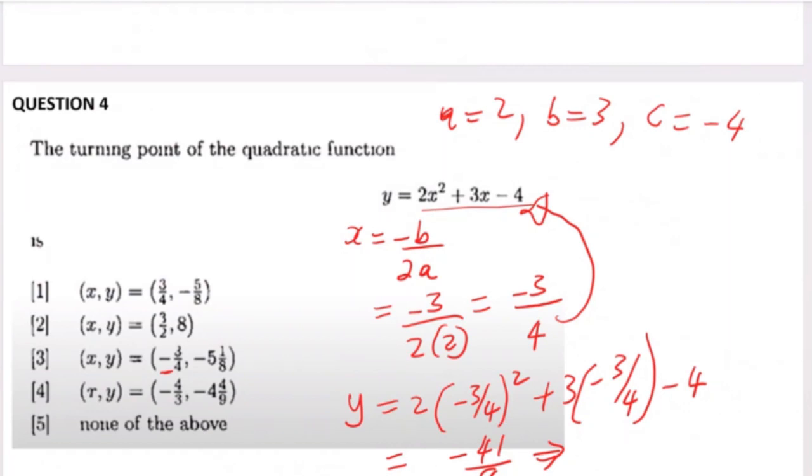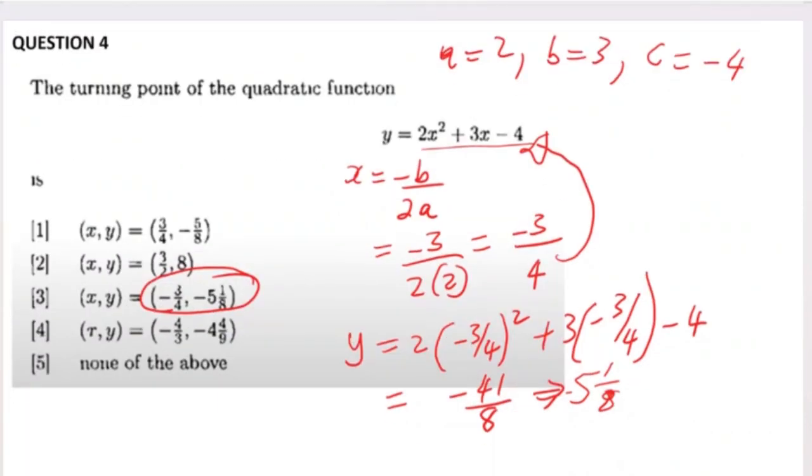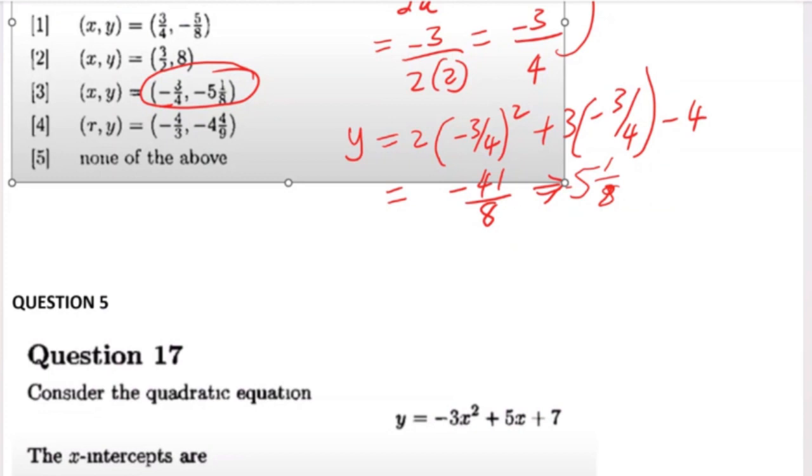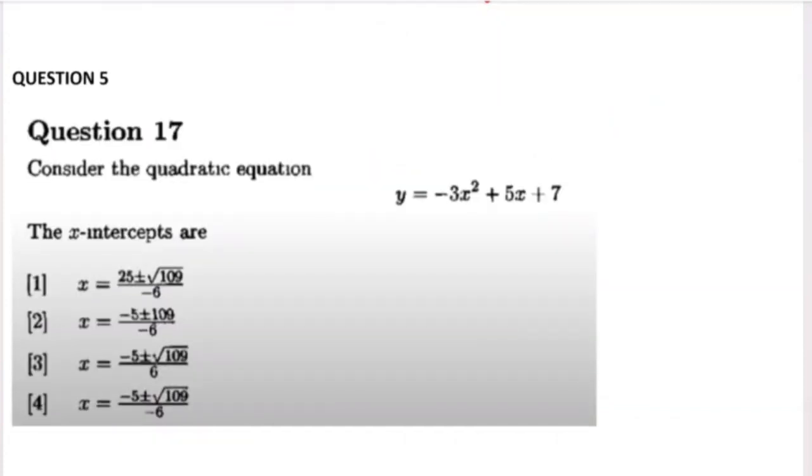This one looks like a mixed fraction, so you need to write it as a mixed fraction. 8 goes into 41 five times, and you're left with 1 over 8. So now you can see this is your turning point. It can look simpler to those who don't have a problem with quadratics. Not all of us remember these things, guys, and that's why we take you through this.